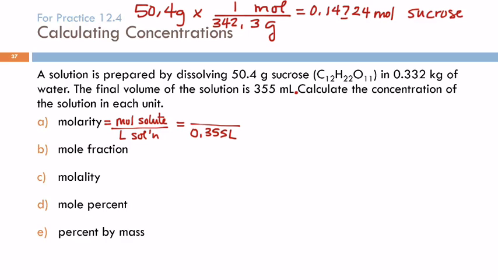So then I put that into my equation, 0.14723 moles, divided by 0.355. And so this is 0.415 moles per liter. Any questions? That one should be pretty easy.